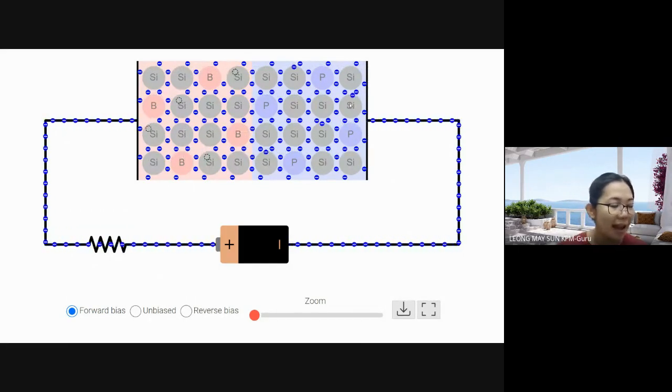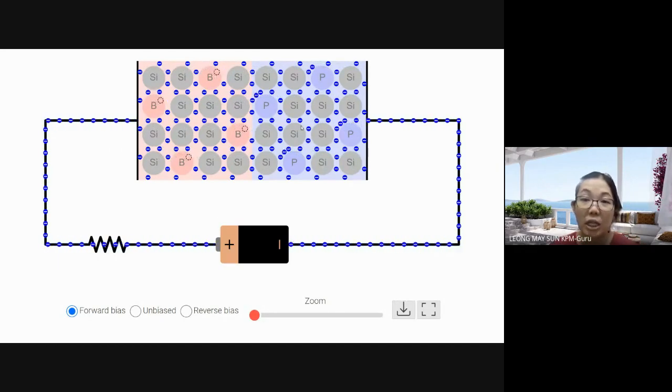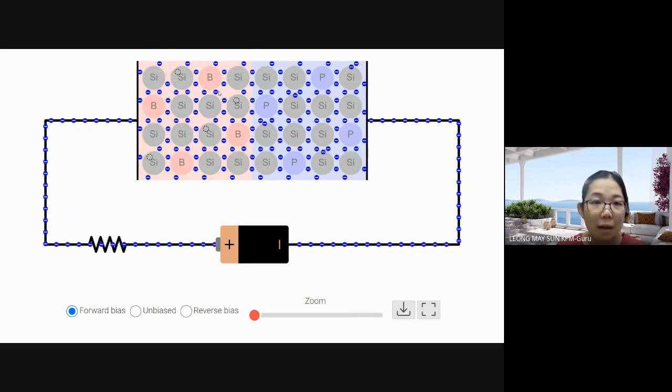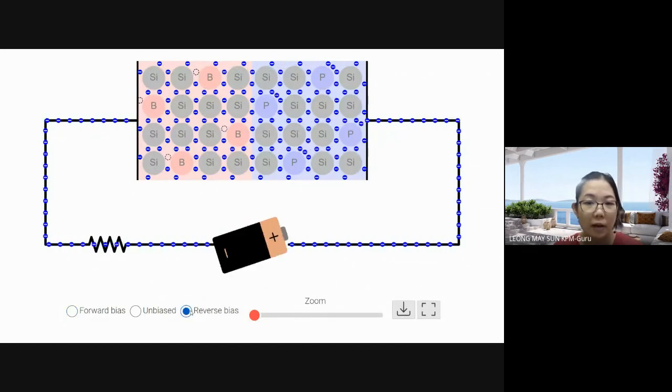Because here the N-type has a lot of negative free electrons, so we don't see that many holes on the N-type. But at the P-type, the holes keep on appearing because there are insufficient electrons over here. But this is a forward bias. Let's see what happens in reverse bias.